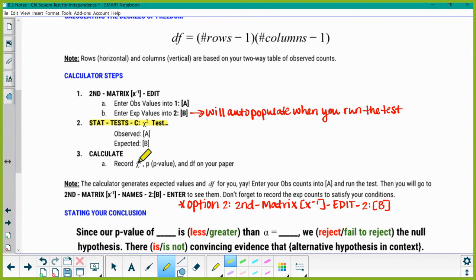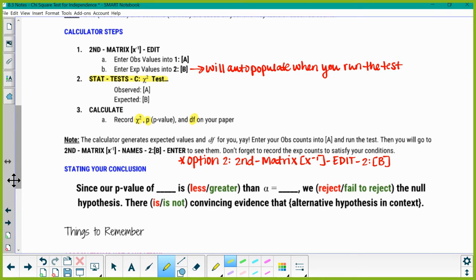Calculate, and you're going to want to record your chi-squared, your p, and your degrees of freedom on your paper, just to make sure that if this was the AP exam and they're being nitpicky, you get full credit for running it through your calculator. That's kind of the move everyone has made in the last couple of years: calculator is fine as long as you write all of the information that has been generated from it.